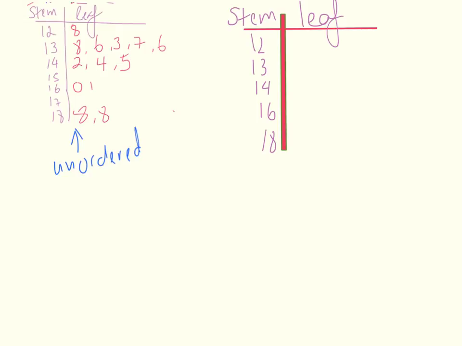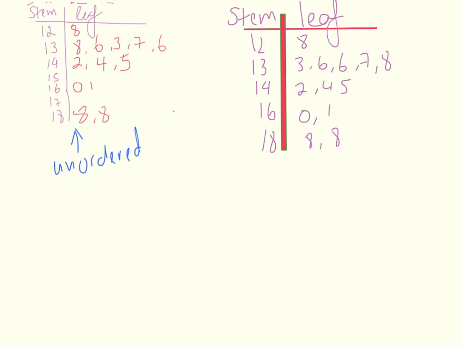Again, we're trying to put the numbers on the leaf side in order from smallest to biggest. Obviously the first one is fine, that's just going to be 8. The second one is 8, 6, 3, 7, 6, so we need to put them in order from smallest to biggest. The others are already done for us, and the row with two 8s is fine. So really the 13 is the only one we need to change. So 3, 6, 6, 7, 8. Then I have 2, 4, 5, 0, and 1, and then 1, 8, and 8.